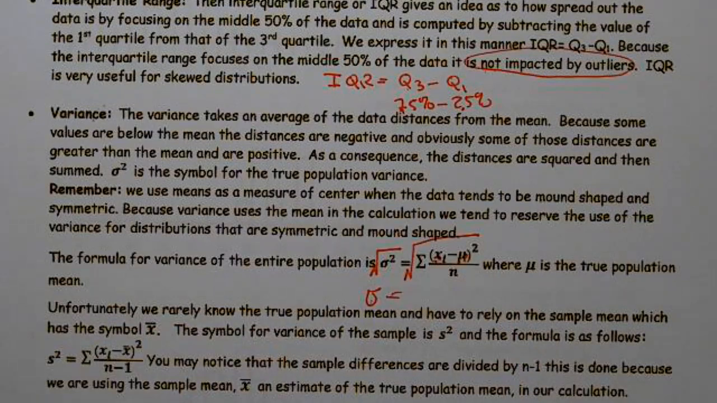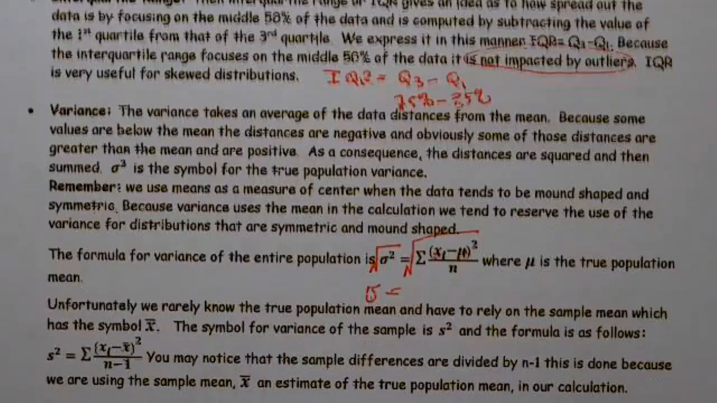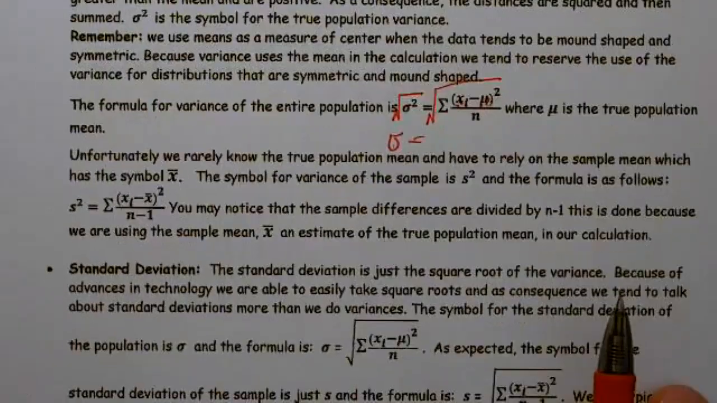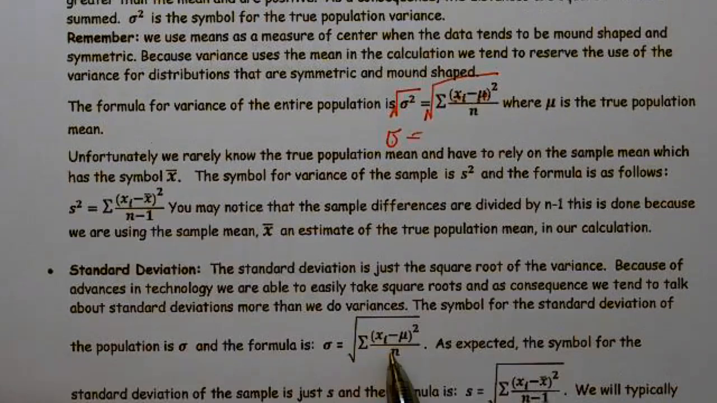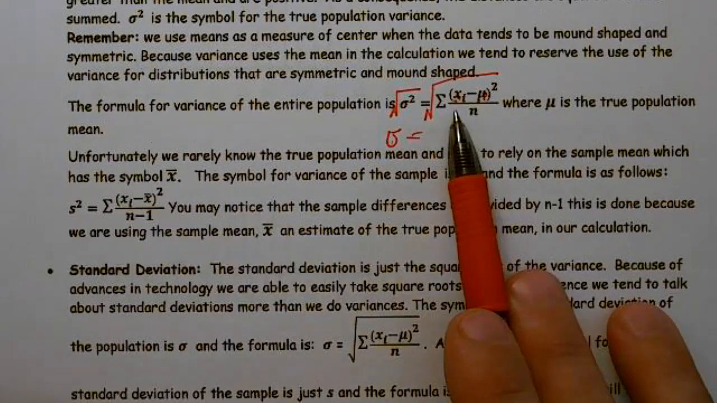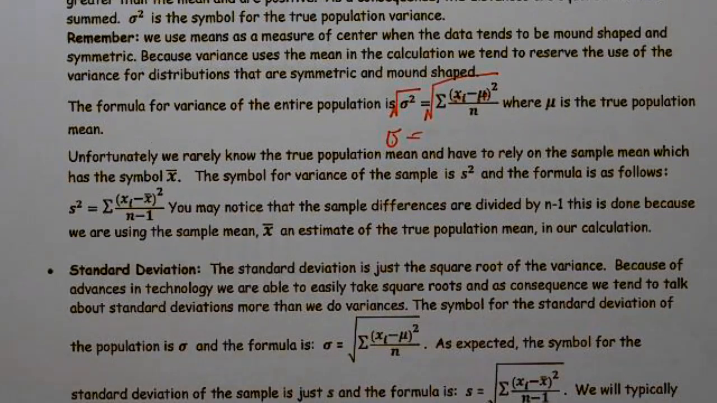That said, we rarely ever talk about variance. Variance is something that used to be done a long time ago, and the main reason is because they weren't able to take square roots on a calculator. They had to do them by hand. We much prefer to talk about standard deviation, and standard deviation is just the square root of the variance. You'll notice this formula is the same as this one, but we just put a square root sign over it.